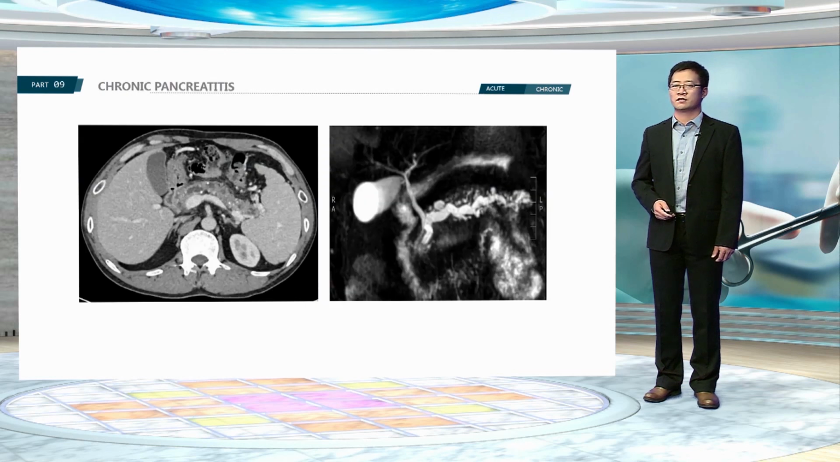Chronic pancreatitis. From the two pictures, we can see, from the first one, the irregular dilation of the pancreatic duct, and also there are many calculi in the branch.